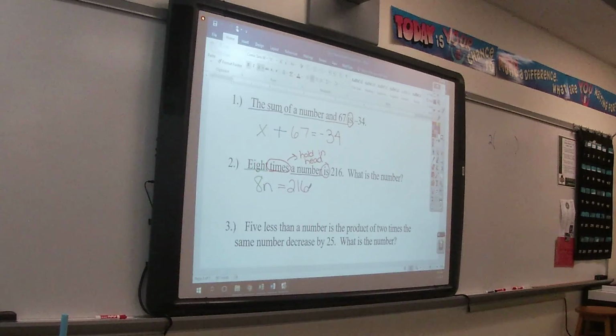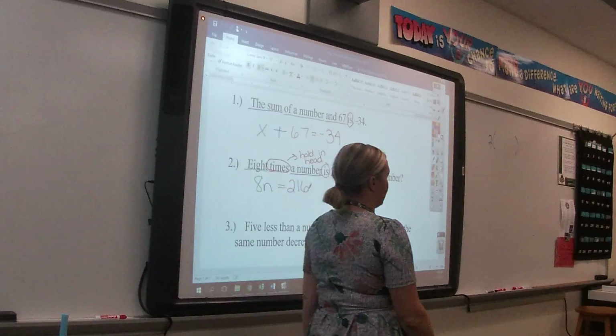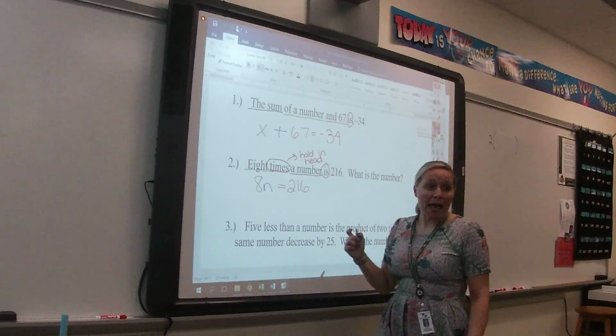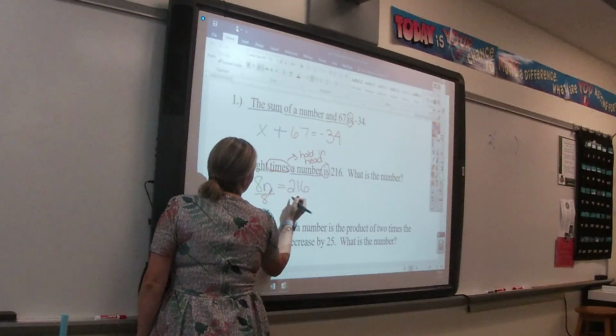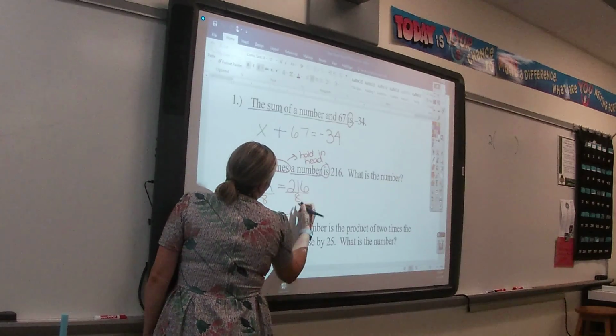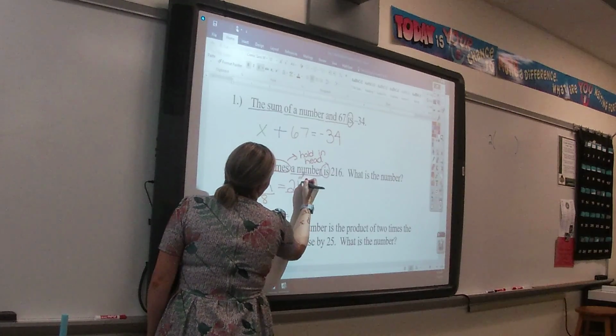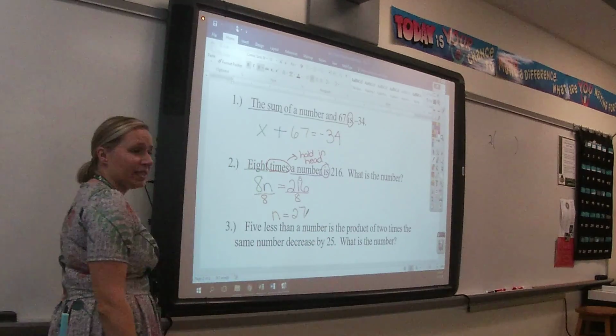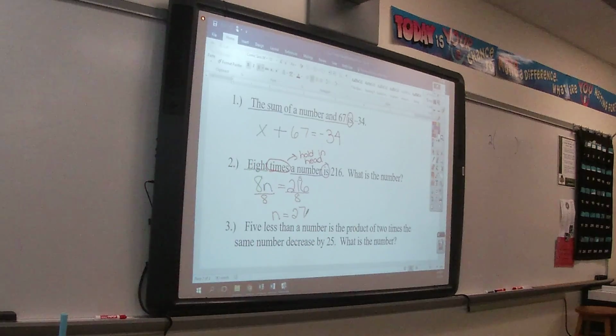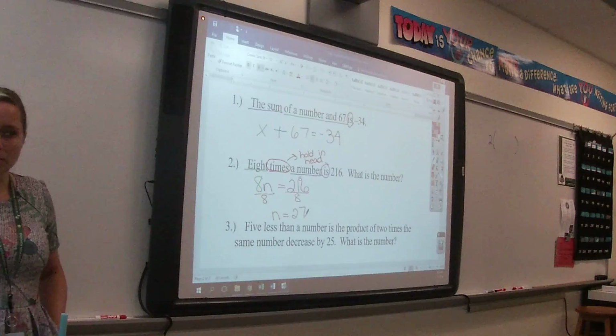What is the number? What does it mean if it says what is the number? The answer, solve it. Figure out what n is. So how do we solve this? We divide by 8 because we undo multiplication with division. So 216 divided by 8 is 27. Anybody check my math? Make sure we agree. We're good? Are we okay on that one? How we doing? So far, so good?